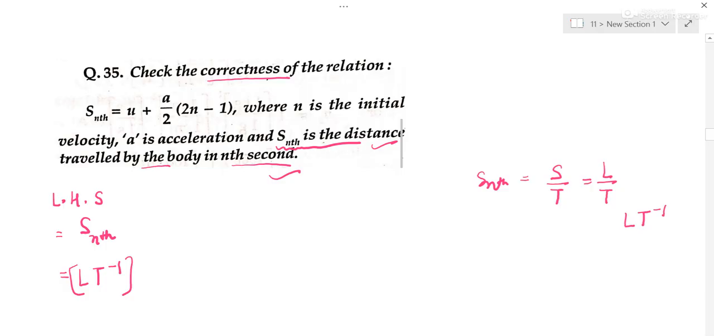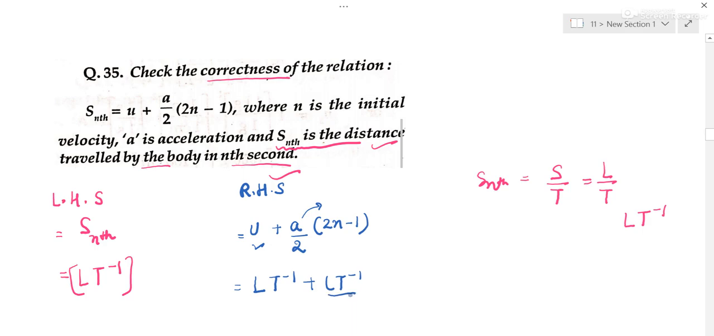Let us talk about right hand side. So this is your right hand side. Right hand side is U plus A by 2, 2n minus 1. What is U? Initial velocity. So velocity is distance upon time. A for acceleration. Acceleration is simple. Velocity upon time, or LT minus 2 if you directly use. 2 is dimensionless constant. It will not be written. What is N?